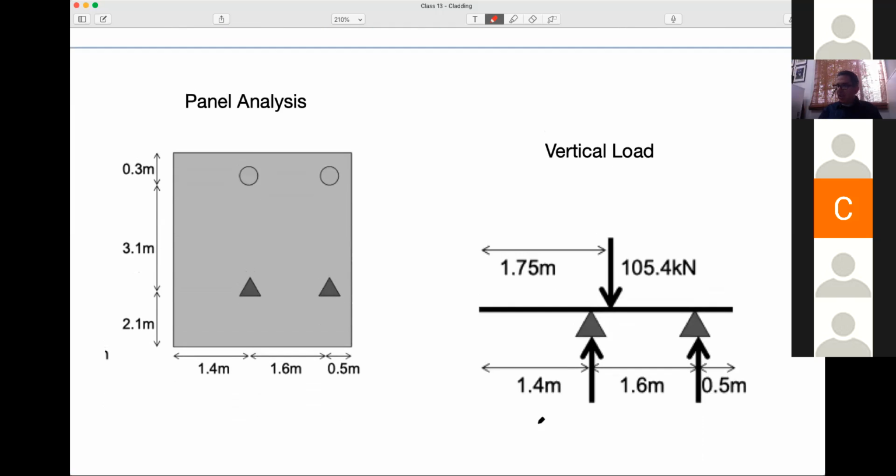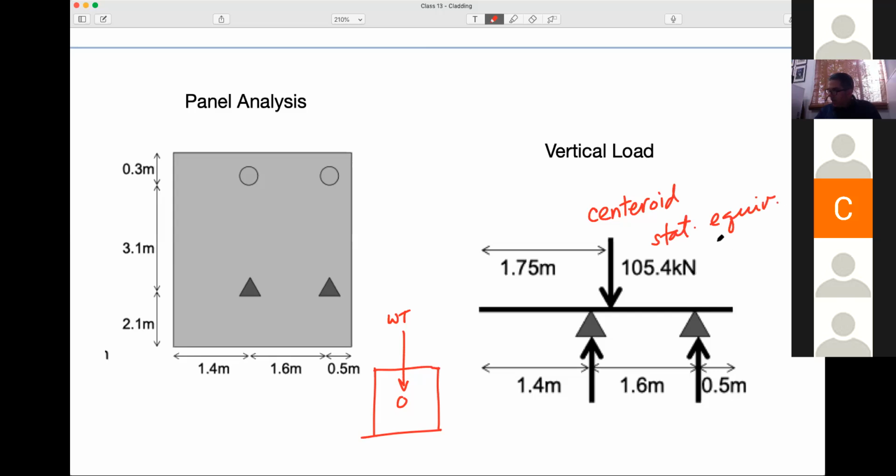Just from an appreciation point of view, if we were to look at this panel and we see all the connection points, it would be a sort of weird view of this thing, but it would be like this. At the center of gravity, there would be the weight. This is a centroid, a statically equivalent load. The weight is actually all distributed.